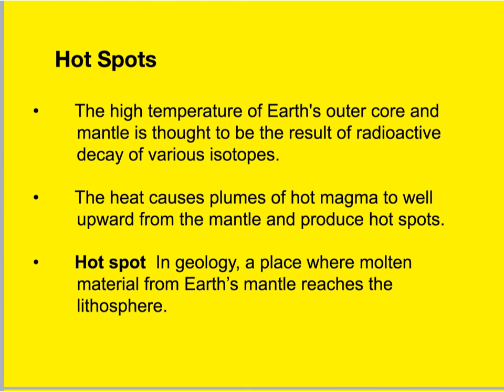So to sum up, the high temperature of Earth's outer core and mantle is thought to be the result of radioactive decay of various isotopes, mostly those metals that I've mentioned, and the heat causes plumes of hot magma to well up from the mantle and produce hot spots. A hot spot in geology is a place where molten material from Earth's mantle reaches the lithosphere.